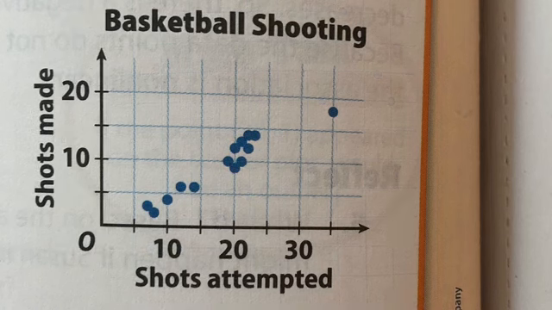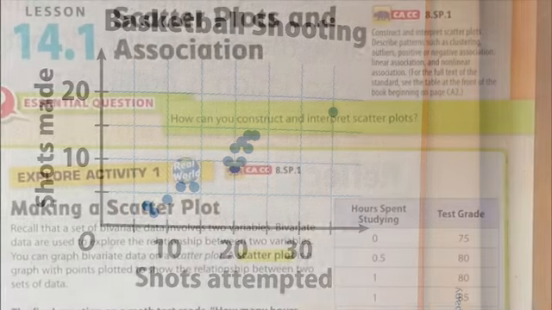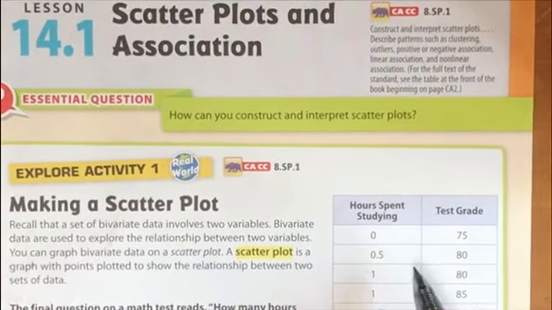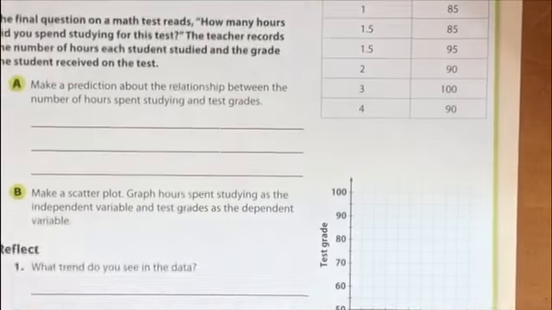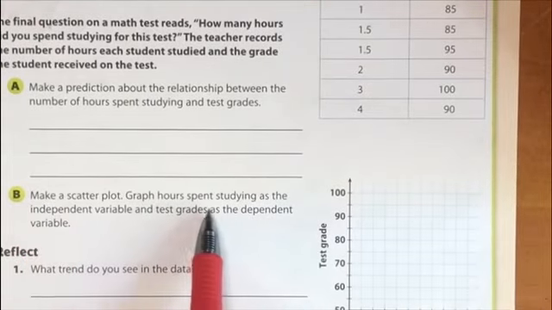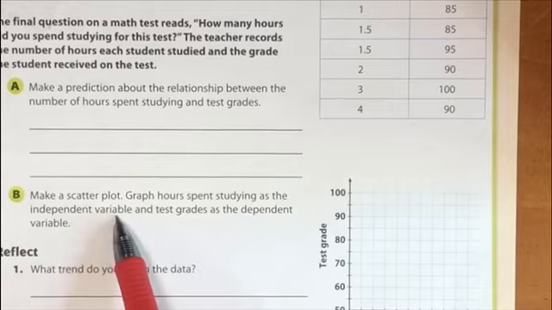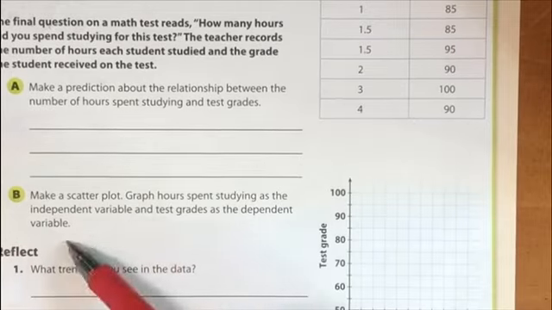the number of shots you make based on the number of times you shoot, right? So some of these have relationships. And so when we make a scatter plot, we're going to look for an association. Our first set of data is going to be about a possible relationship between hours spent studying and a test grade.